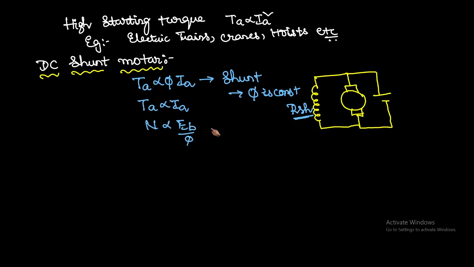Phi is already constant, as we told. So N is proportional to V minus Ia into Ra. Compare this drop, which will be very small compared with the terminal voltage. So whenever you are increasing the armature current, the speed will decrease. Here the direct relation is there.